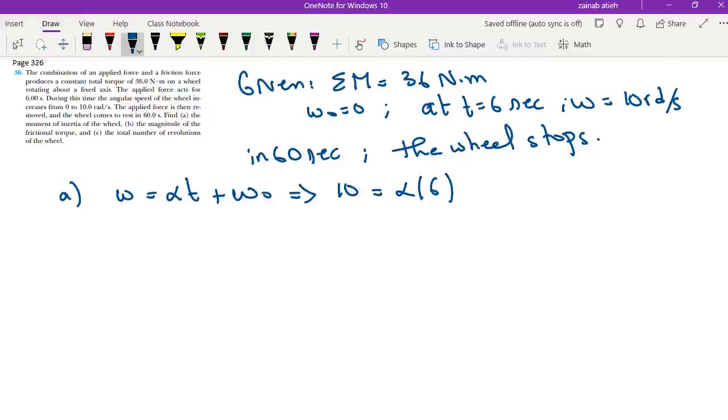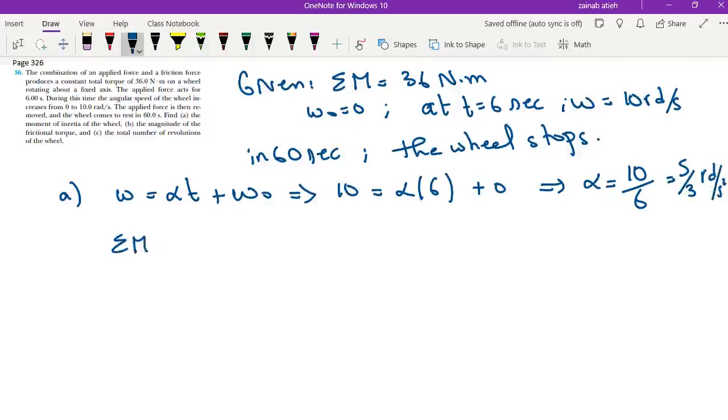Alpha satisfies this formula, so 10 equals alpha times 6 plus omega 0, which was 0 because we started from rest. This gives alpha equals 10 over 6, which is 5 over 3 radians per second squared.